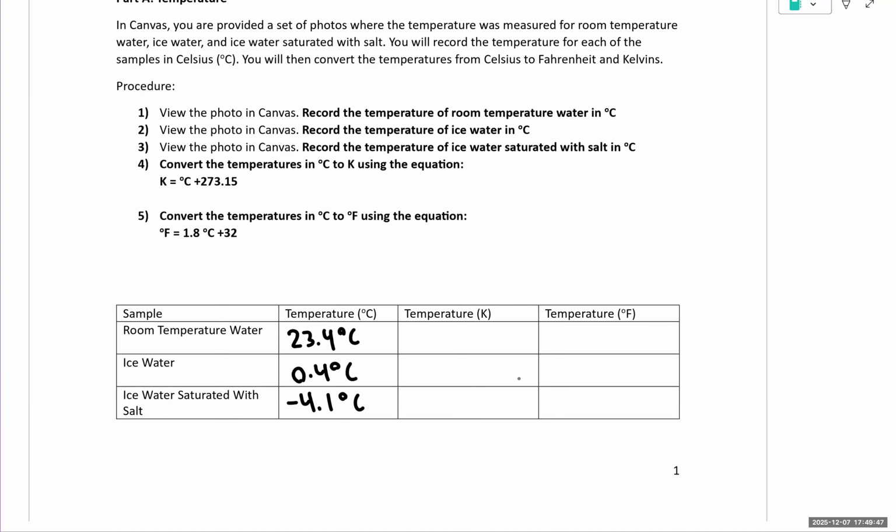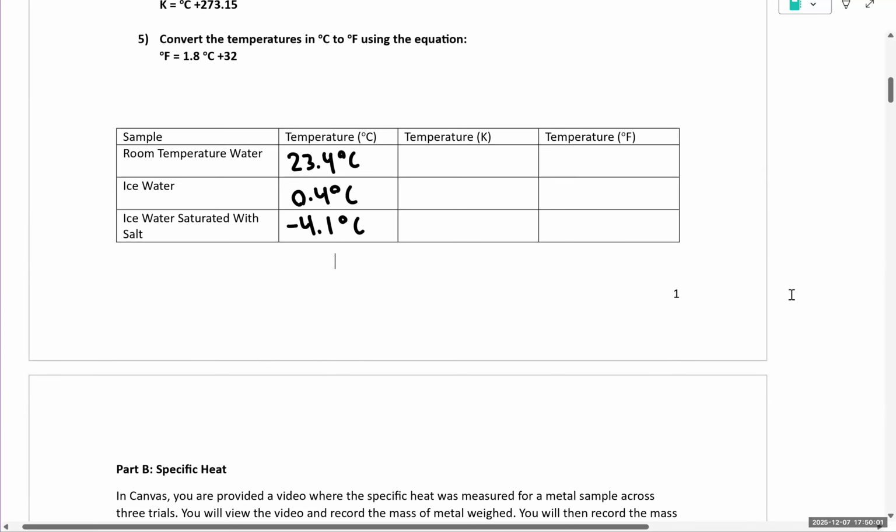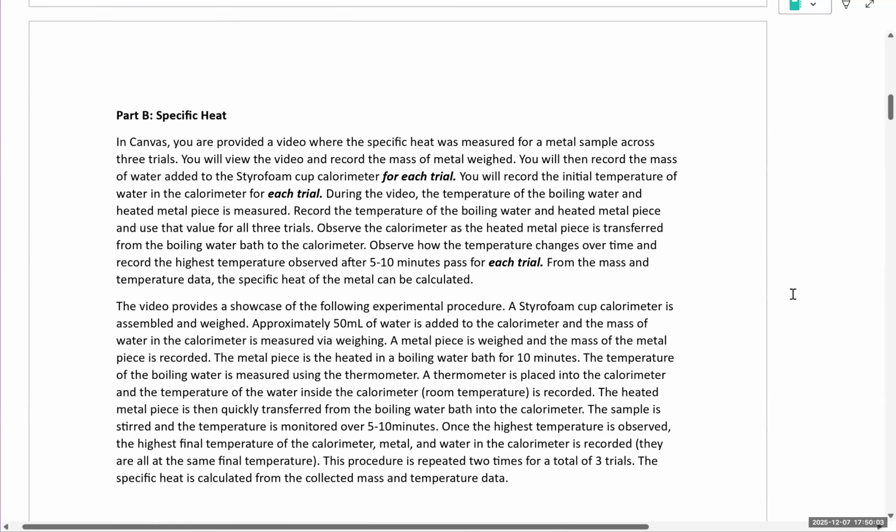Okay, so now that we have that taken care of, you're going to do the temperature conversions to Kelvin and Fahrenheit independently now that you have these initial temperature readings. Okay, that's the first part, temperature. Now let's talk about part B, specific heat.